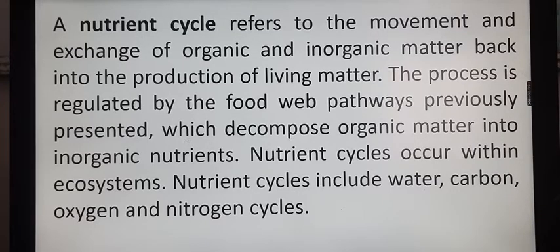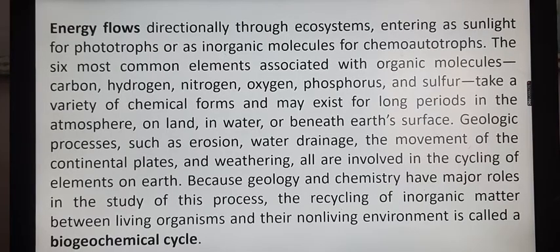So in this process, the organic matter is decomposed into inorganic matter. Then nutrient cycles occur within ecosystem. These are water, carbon, oxygen and nitrogen cycles. Then the biogeochemical cycle. So in this what happens? The energy flows directionally through ecosystem, entering as sunlight for phototrophs or as inorganic molecules for chemoautotrophs.